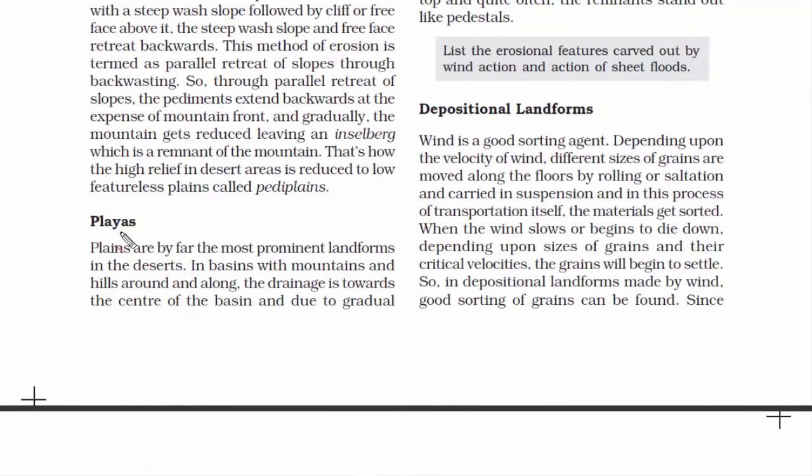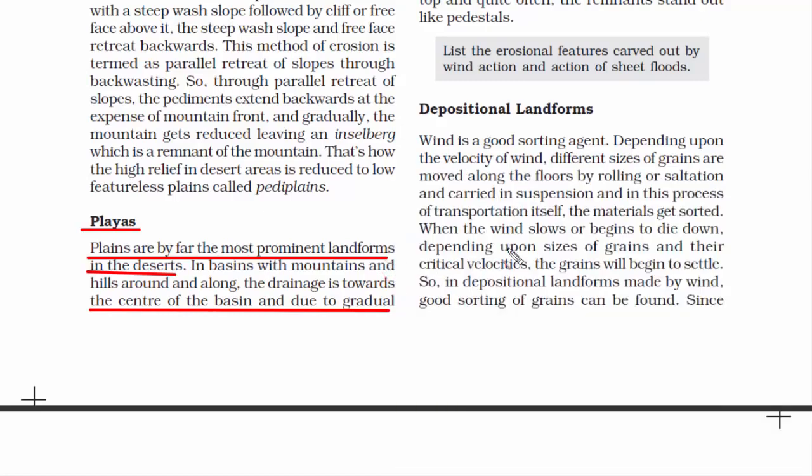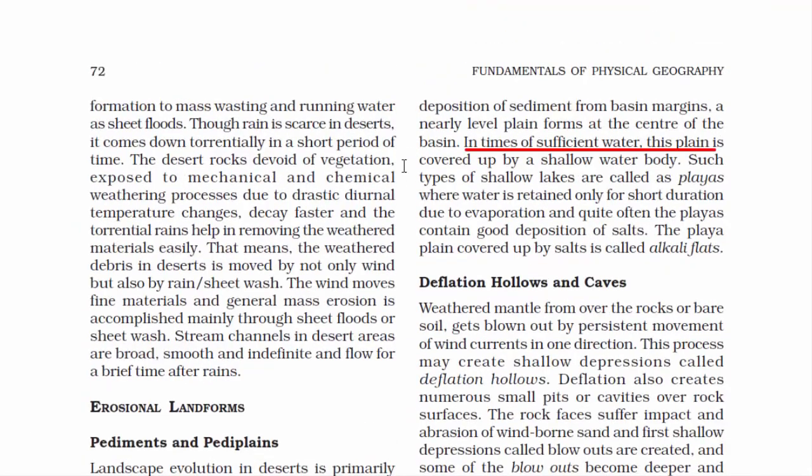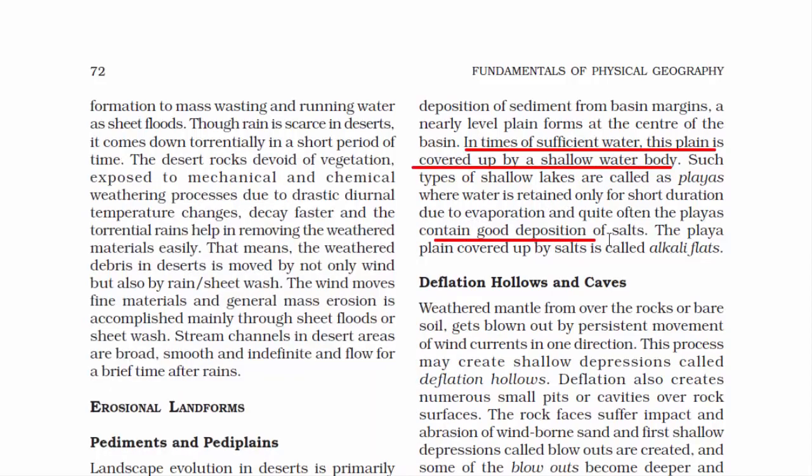The second type of landform that gets eroded due to wind activities is playas. Playas are basically shallow lakes that exist in deserts. Here the water is retained only for a short duration due to evaporation, and quite often the playas contain good deposition of salts. And when this shallow lake, which is playas, dries out, it gets covered by salt, and then it is called alkali flats.